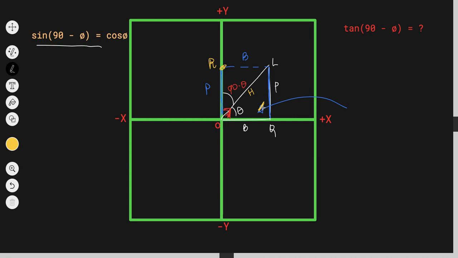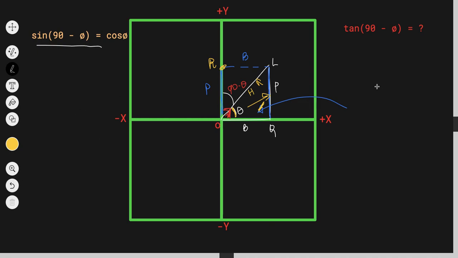In this triangle, what is sine theta? Sine theta is perpendicular upon hypotenuse, correct? So in this case sine theta is perpendicular upon hypotenuse. Now what will happen if I try to find sine for the second triangle? In that case, it is 90 minus theta.